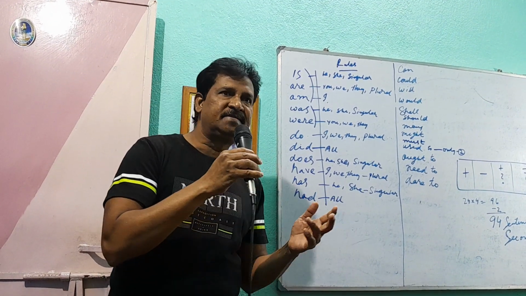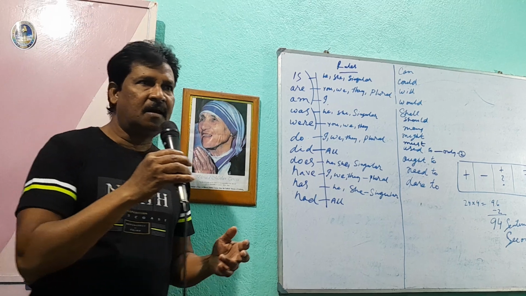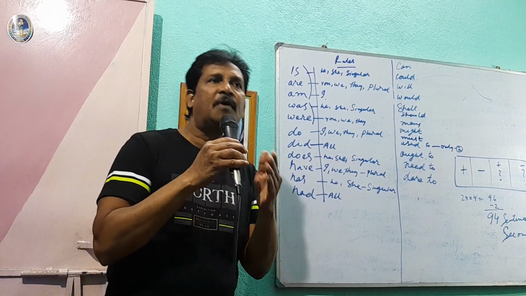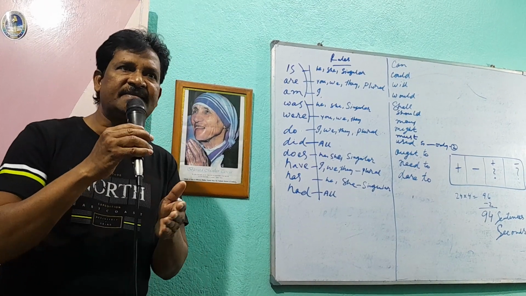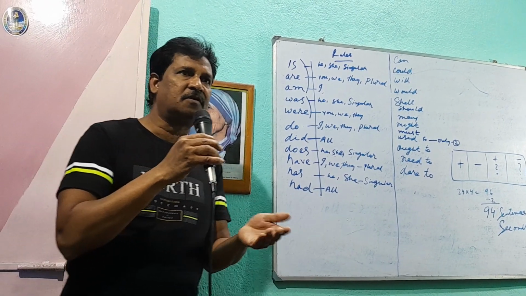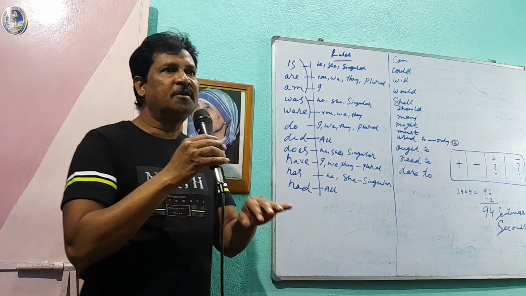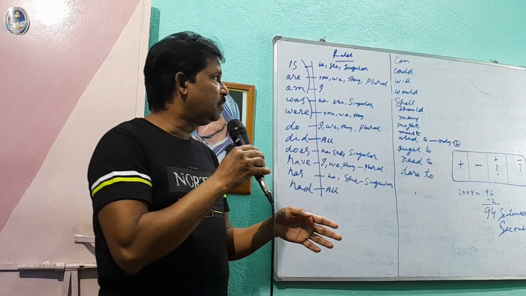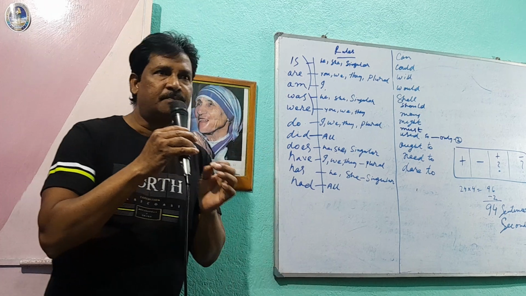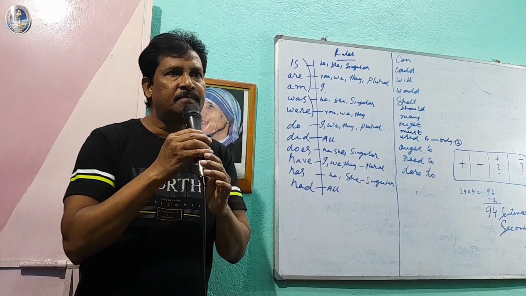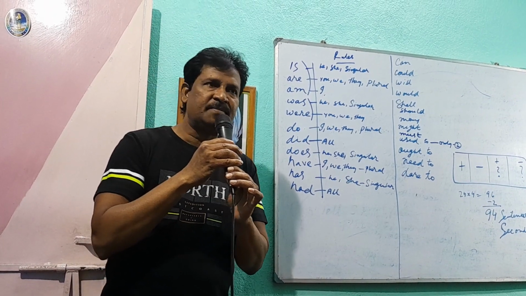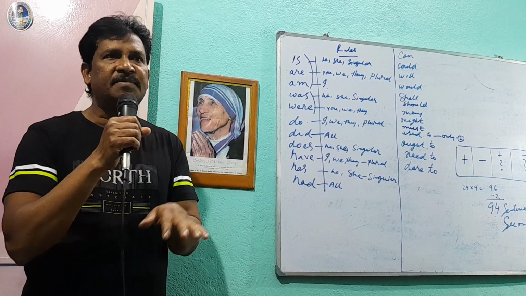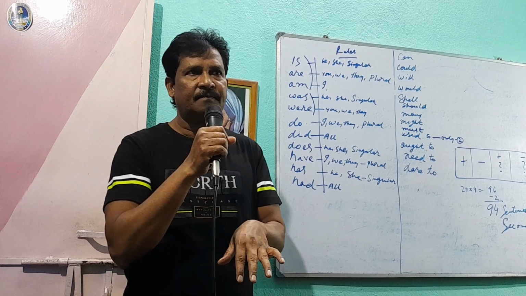And should is just giving advice to somebody, that you should do this, you should do that, okay? And may is a possibility, 50% chance of yes and 50% chance of not possible. So it may rain, it may not rain. So 50-50 chances are there. But when we talk about might, it's a weak possibility. In the case of might, 25% chance is there for positive and 75% chance for negative.